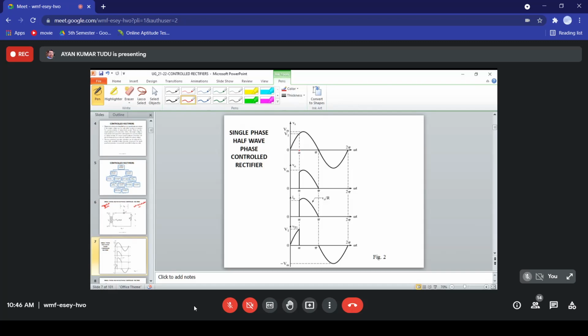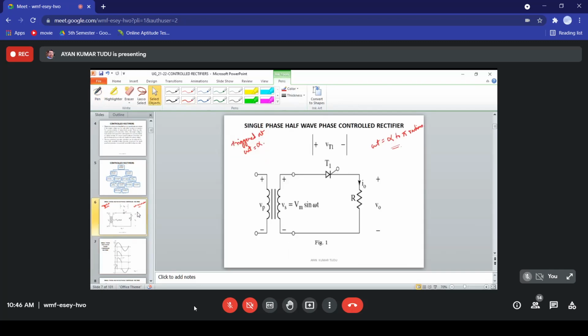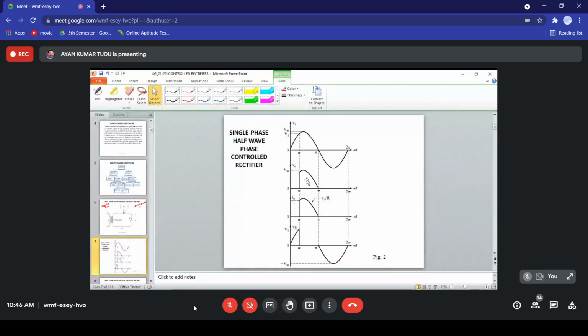At omega t equal to alpha, the thyristor is triggered and the output voltage waveform will follow the input voltage waveform. The output current will be in phase with the output voltage because this is a resistive load. The output load current waveform will be similar to the output load voltage during the conduction time from omega t equal to alpha to pi.